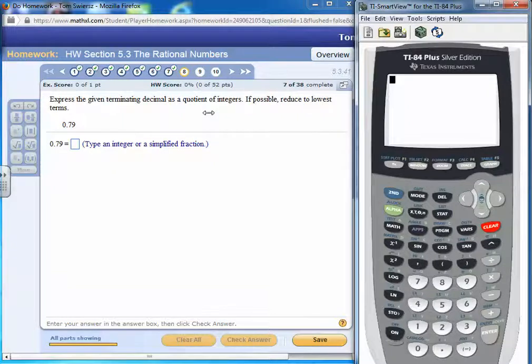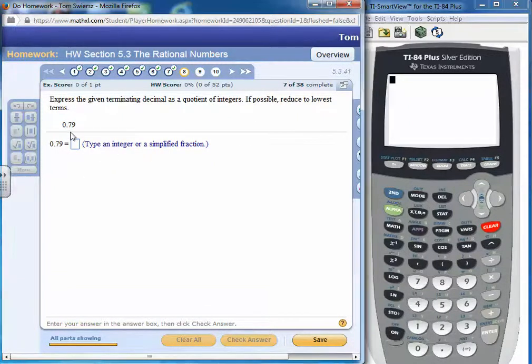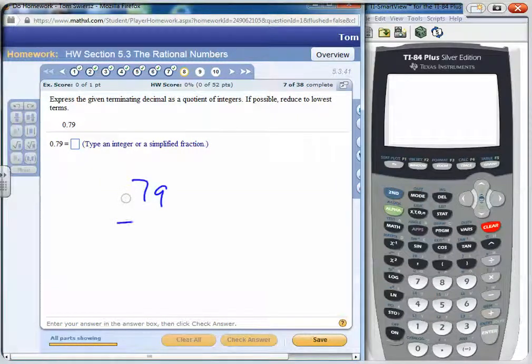Express the terminating decimal as a quotient of integers. If possible, reduce to lowest terms. Okay, now 0.79 is 2 decimal places, correct? So the first decimal is tenths, the second is hundredths. So 0.79 would be 79 over 100.